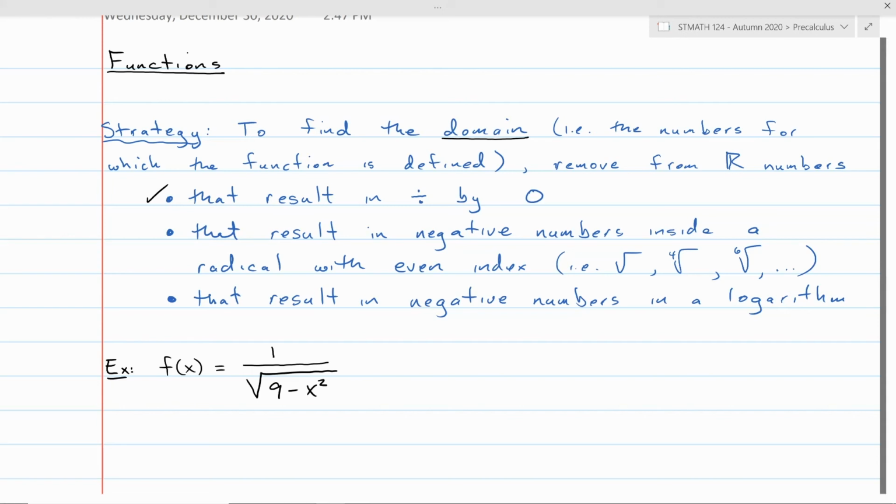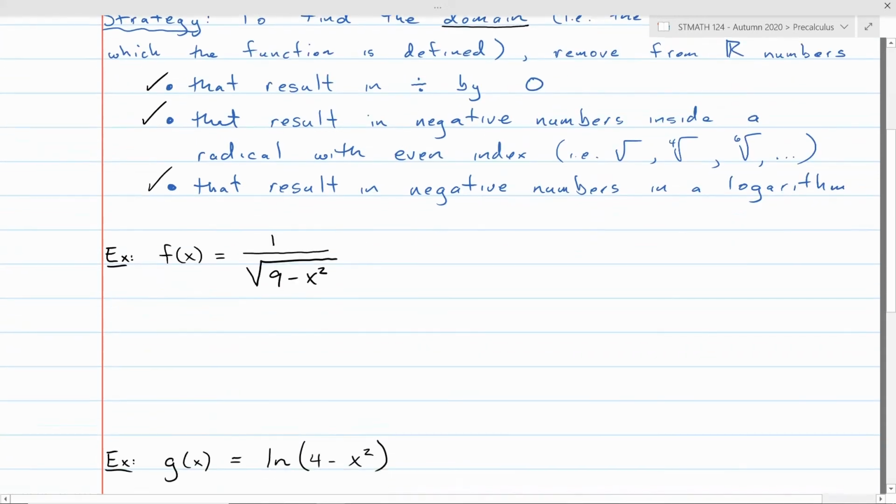Like, so you don't want to take the square root of a negative number or the fourth root of a negative number, that sort of thing. Because the kind of functions that we're interested in dealing with in this class only involve real numbers. So we don't want to get any imaginary or complex numbers. And also, we want to rule out any negative numbers happening inside of a logarithm.